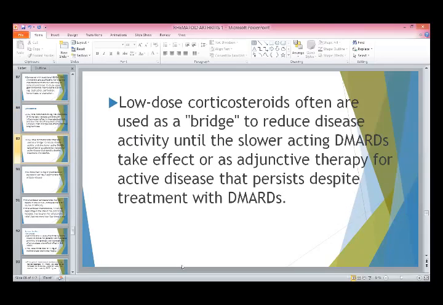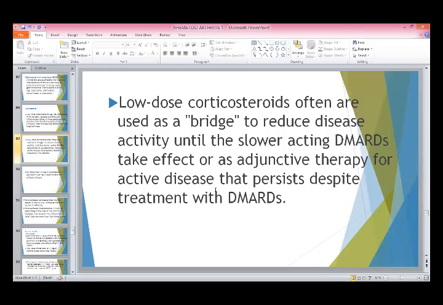Low-dose corticosteroids often are used as a bridge to reduce disease activity until the slow-onset disease-modifying antirheumatic drugs take effect, or as adjunctive therapy for active disease that persists despite treatment with DMARDs. So the main use of steroid is to bridge the gap. When we put the patient on disease modifying antirheumatic drugs, it takes some time, 3 to 6 months. To pass this time is the utility of steroid.